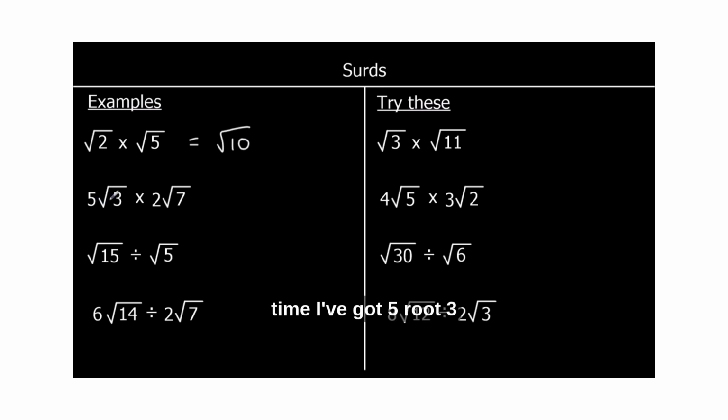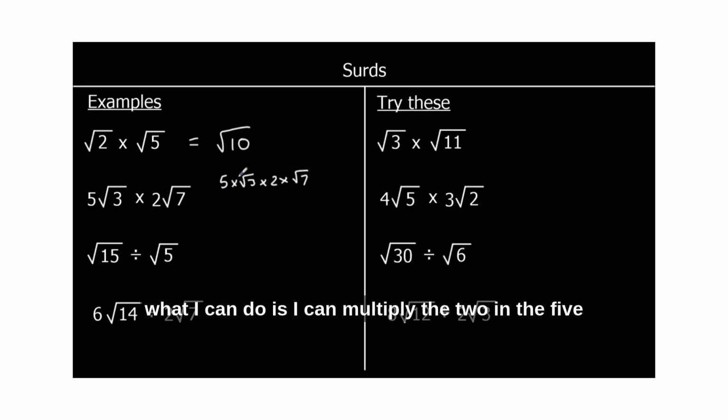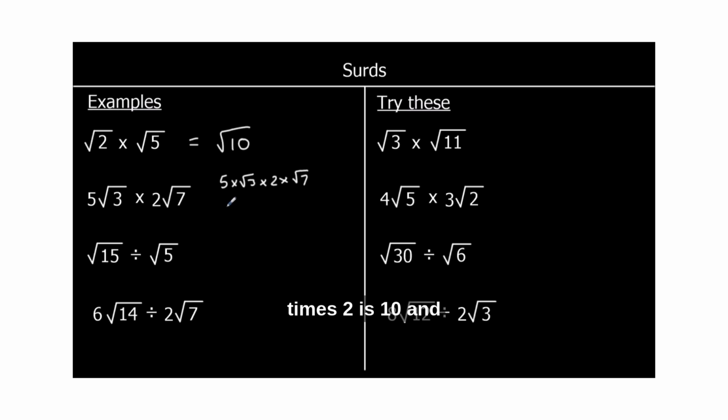This time I've got 5 root 3. So 5 times root 3 times 2 times root 7. So when there's nothing there, it means times. So if I could rewrite this, I'll rewrite it here. 5 times root 3 times 2 times root 7. So what I can do is I can multiply the 2 and the 5. So the two normal numbers, multiply them together. So 5 times 2 is 10. And I can multiply my two roots together. 3 times 7 is 21. So root 3 times root 7 is root 21.